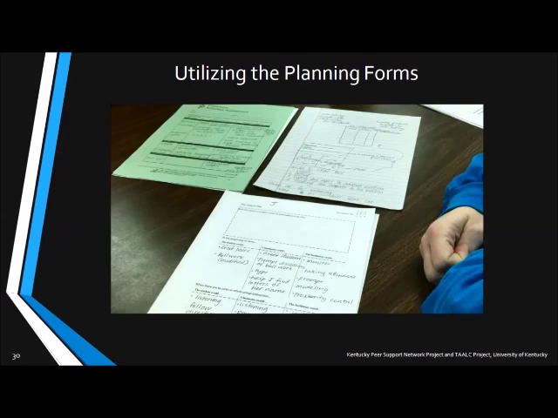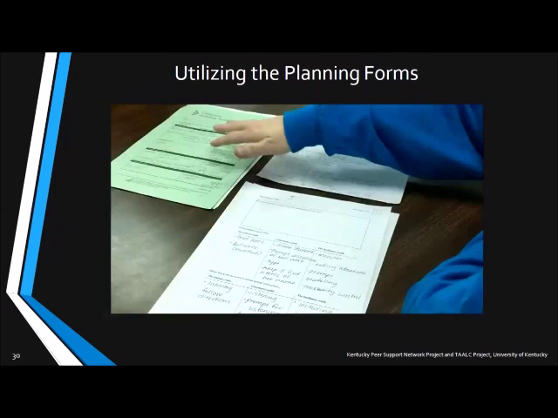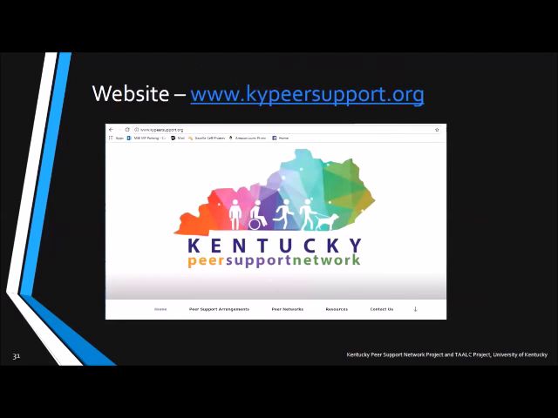And that really is the end of our presentation on this. So I'm going to go through a couple slides real quick, and then I want comments about these planning forms, if they're useful, or if there's other ways you can do this, and if you have questions about the communication side of it. We have the KentuckyPeerSupport.org website. That's the homepage.